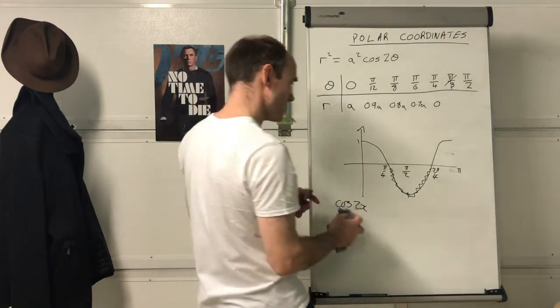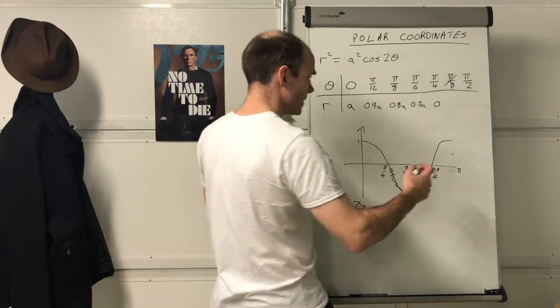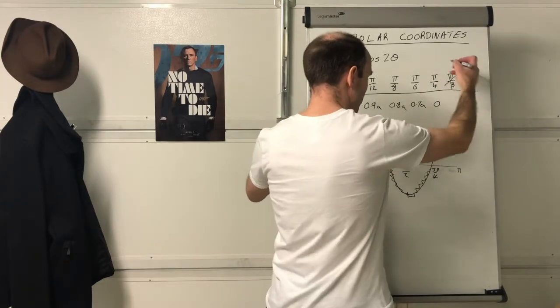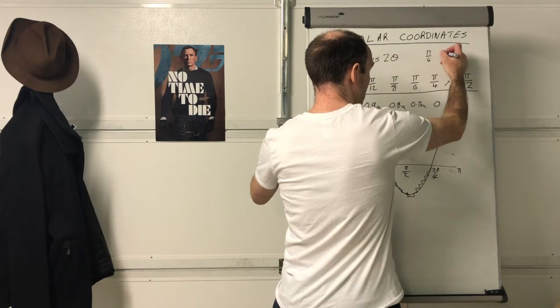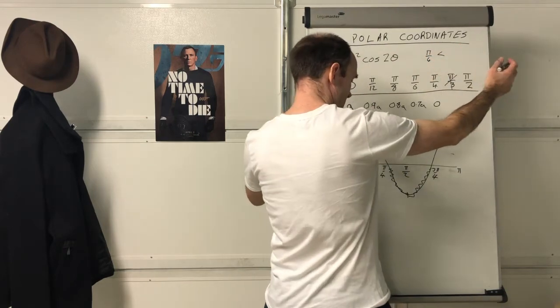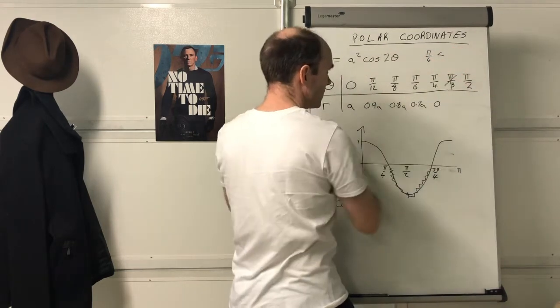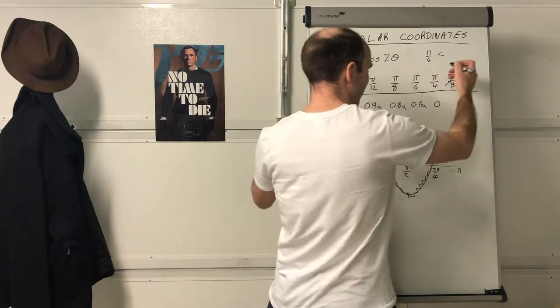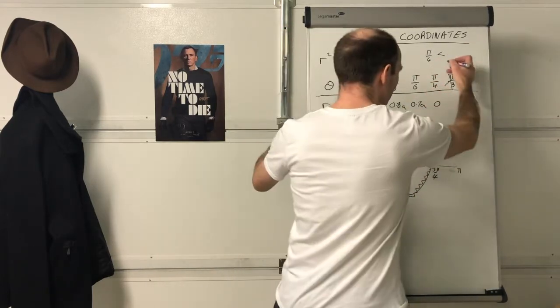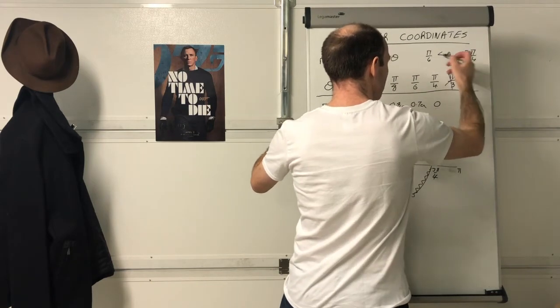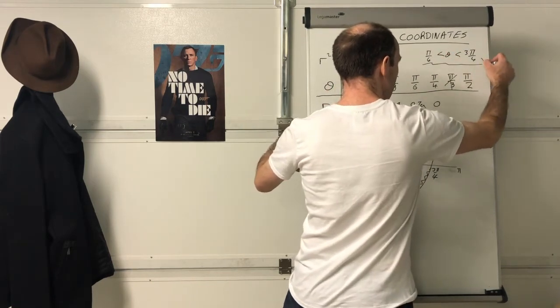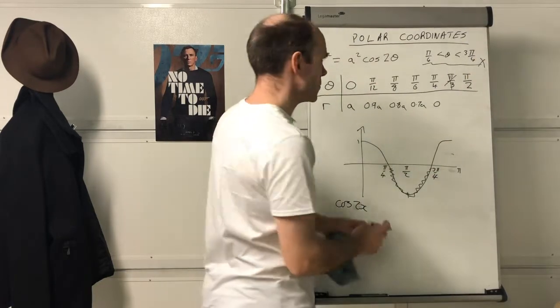Okay, so what shall I put there? How shall I write that? So I'm going to write something like pi over 4 less than theta less than 3 pi over 4 does not exist.